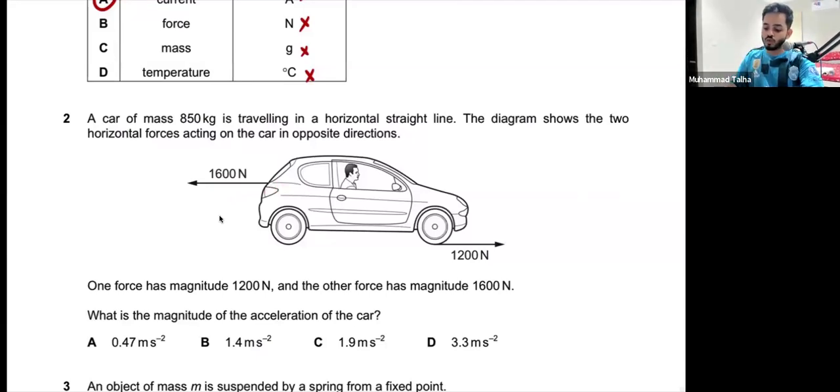So we can use resultant force equals to MA. So we know that it's going to be 1600 minus 1200 equals to 850 times A. And from this, we just make A the subject of this equation. So let's go ahead and do that. So 400 over 850 basically. It's going to be a value less than 0.5. And the only one here which fits that description is this.